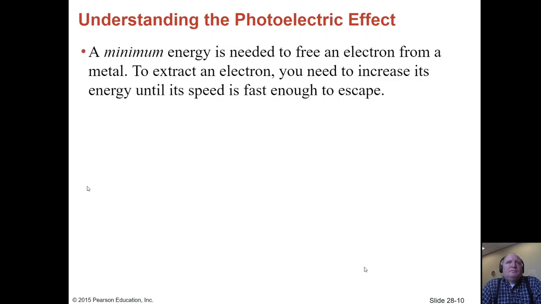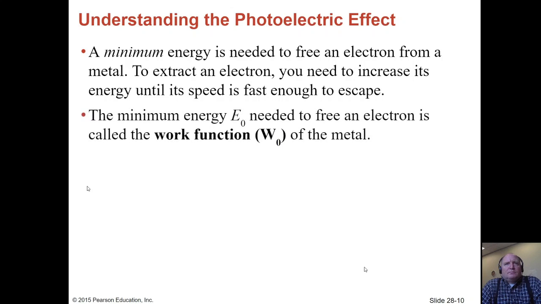Understanding the photoelectric effect: a minimum energy is needed to free an electron from a metal. To extract an electron, you need to increase its energy until its speed is fast enough to escape. The minimum energy, E naught, needed to free an electron is called the work function, or you might see it as W naught. This textbook is using E naught; some textbooks use W naught as the work function. Remember, work is just a form of energy. Now, on your AP reference tables, you're going to see the phi symbol for work function, but it's written off to the side. That's funny.